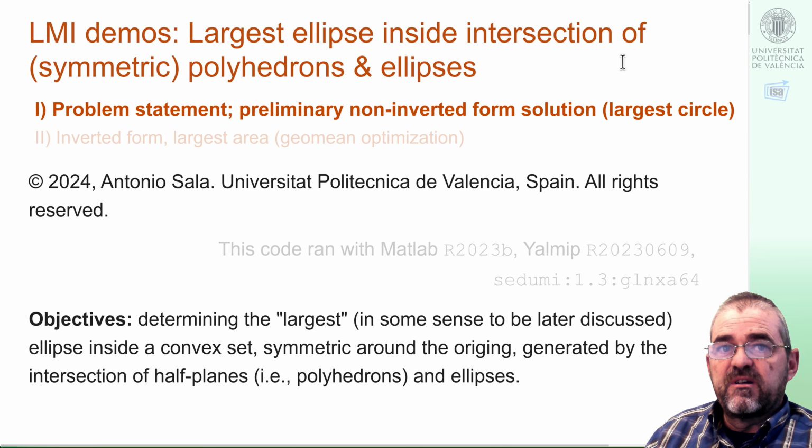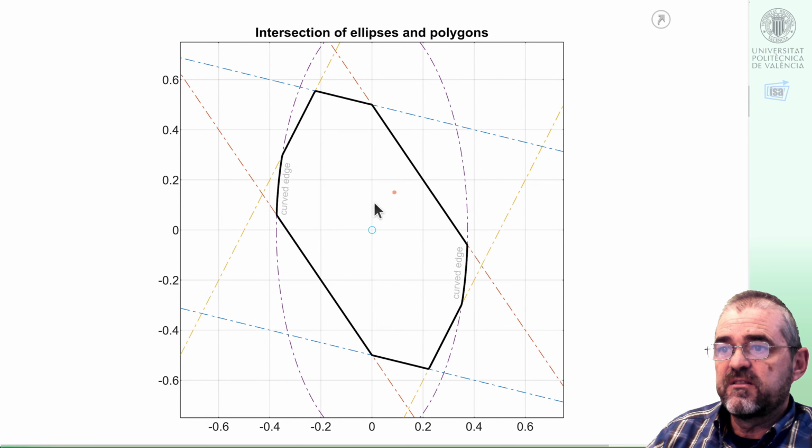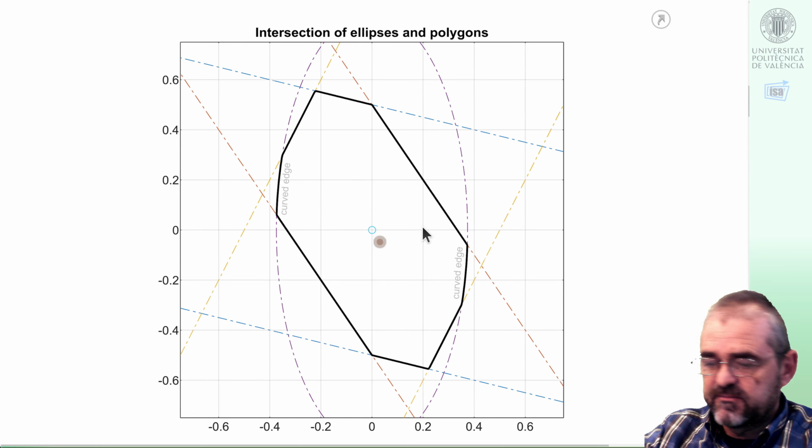And in fact, if largest means the ellipse with largest area, then we will need some change to inverted form and additional stuff that will be discussed in a sequel video. In here we are just going to pose the problem and present some preliminary linear matrix inequality constraints and cost index, but the largest area, which is the actual final solution we seek, will be discussed in that second video for brevity. So basically our goal is finding the largest ellipse inside this black boundary.